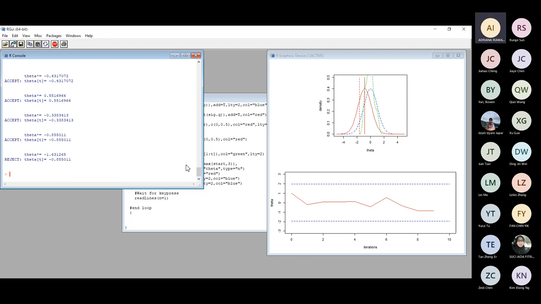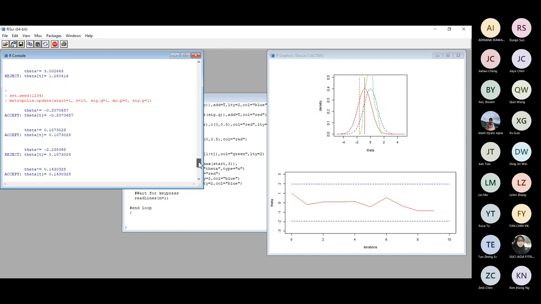If you have a problem copying from the PDF, be careful, because it may not copy properly. Remember, you have to put in all the function and the initial value. I use set seed 1, 2, 3, 4, then you should get the same.